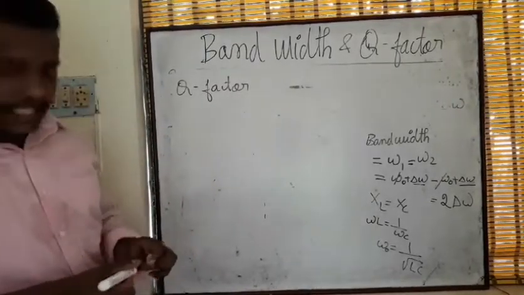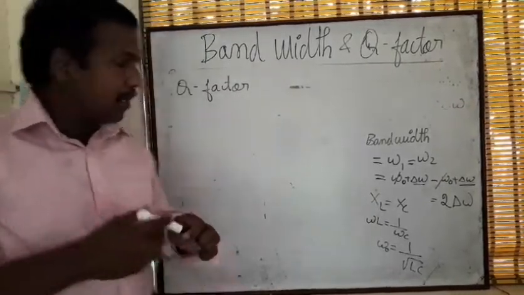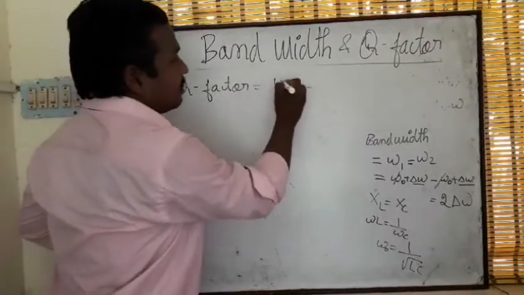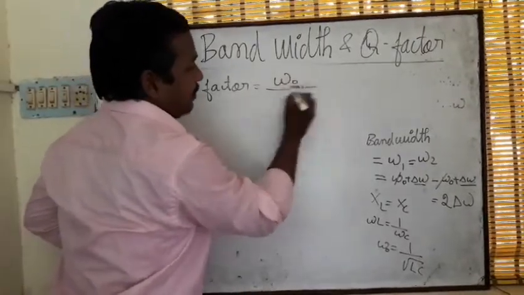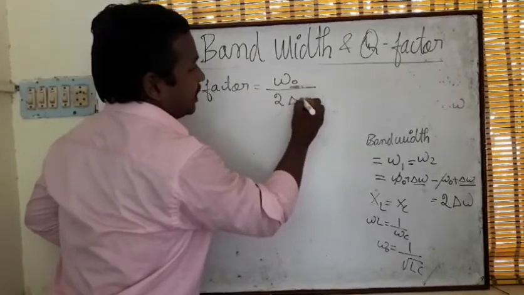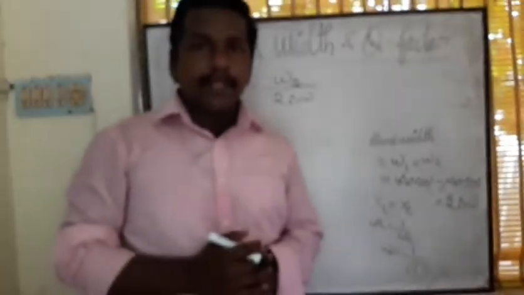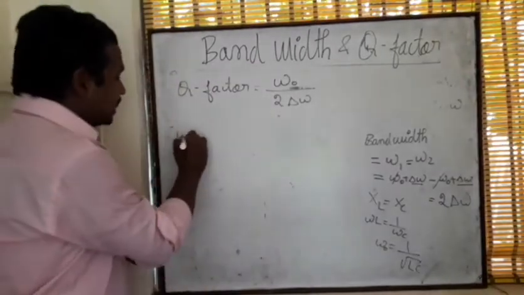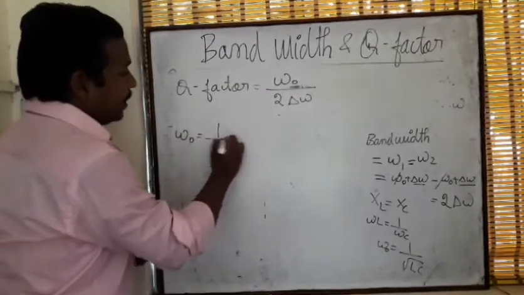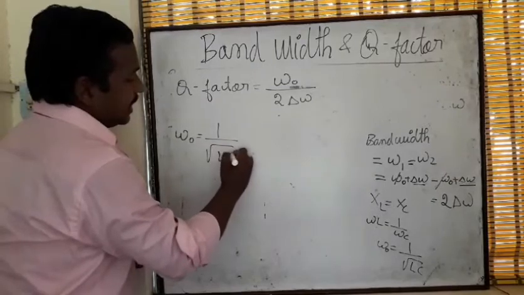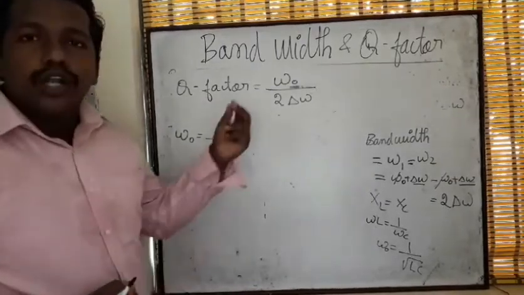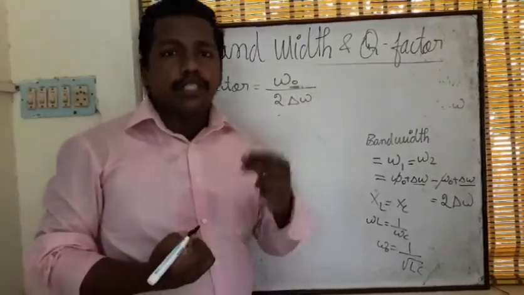Q factor is the quality of the sound. So it is the resonance value, omega naught, divided by the bandwidth, 2 times del omega. It's the width of the band from lower to higher range. Okay, so as we know, omega naught is equal to 1 divided by root of LC. This we learned in the LCR circuit. Now I'm going to explain how to find 2 times del omega.